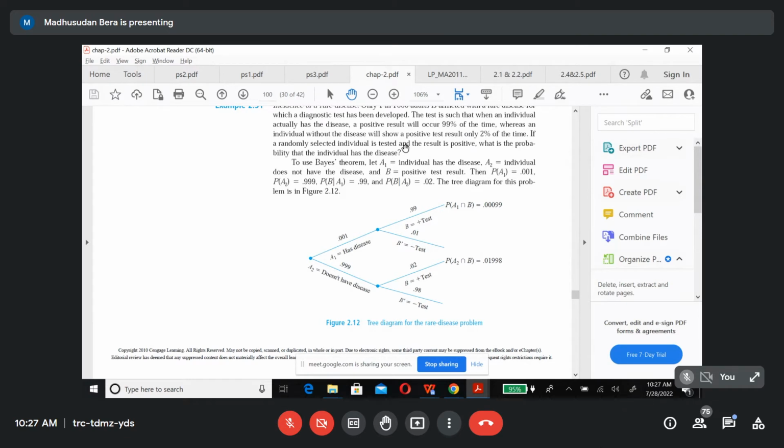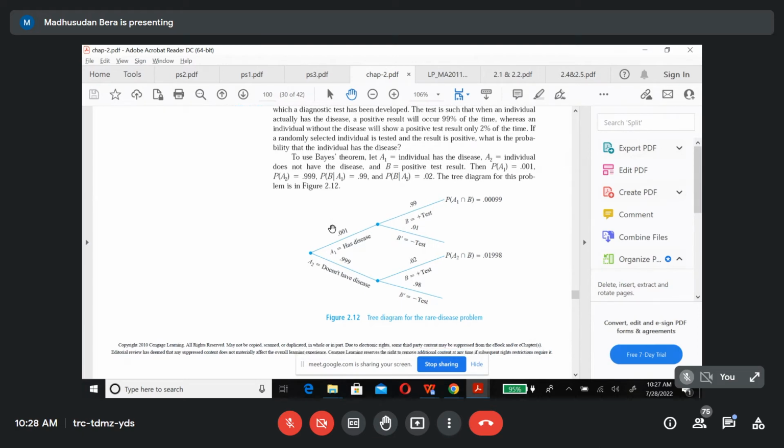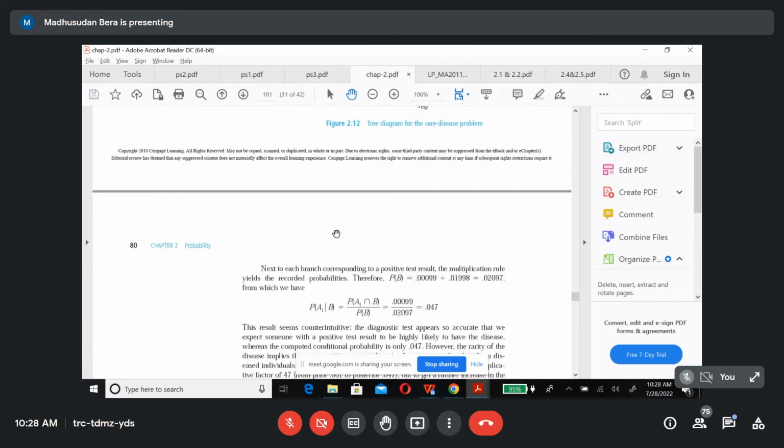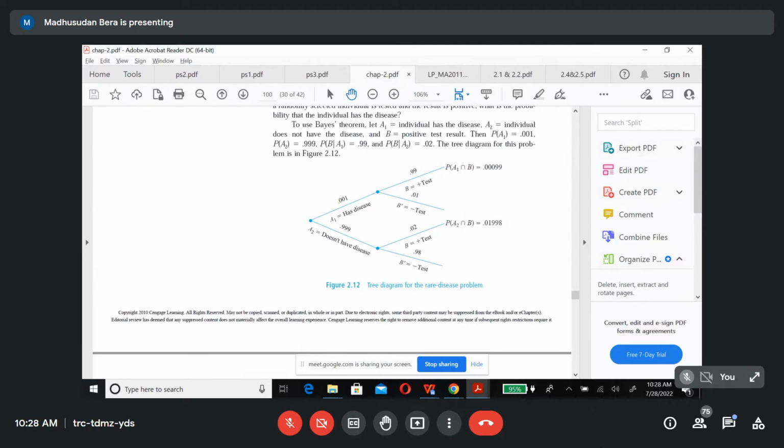A randomly selected individual is tested and the result is positive. That means B is given. What is the probability that the individual has the disease? So you have to find A1. So you have to find P of A1 given B. So P of A1 given B is P of A1 intersection B by P of B. That thing is calculated. Is this okay?